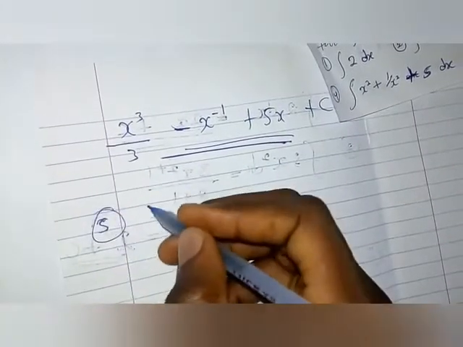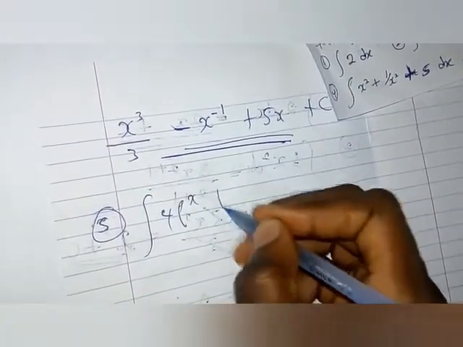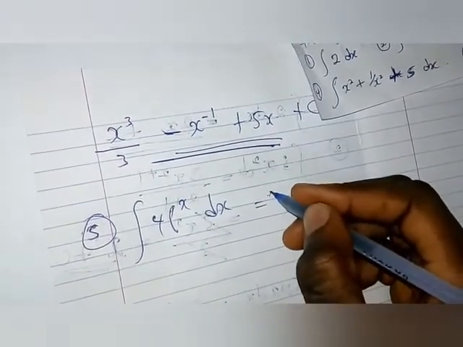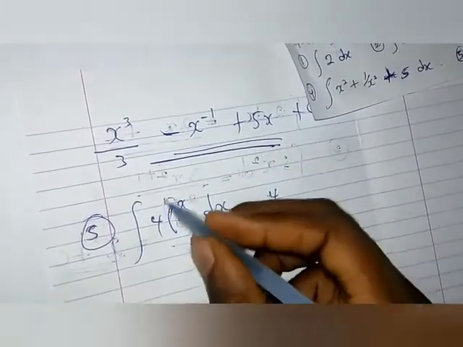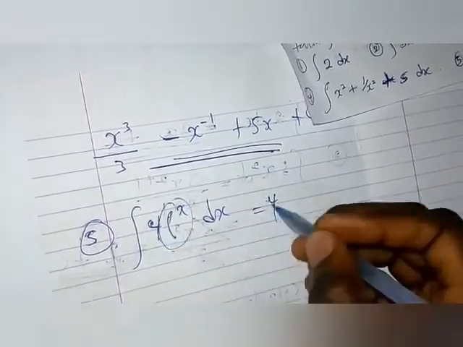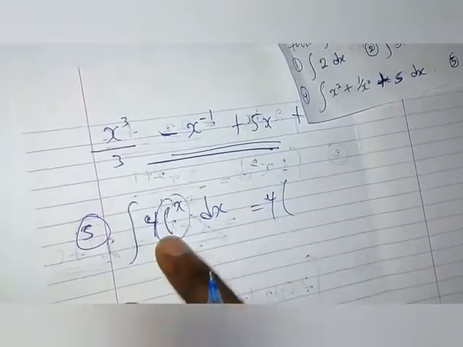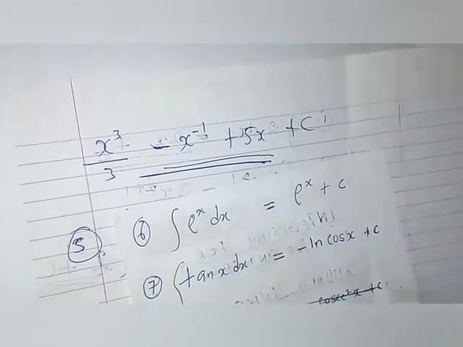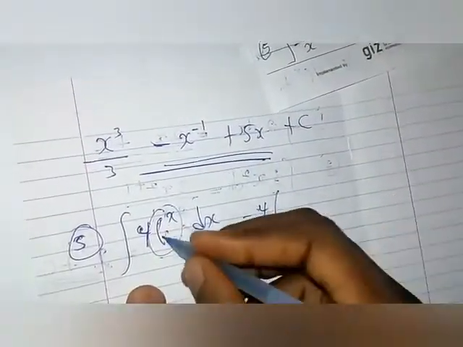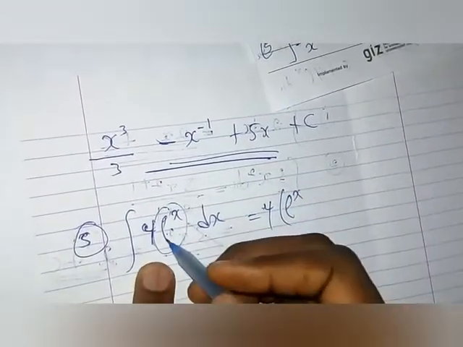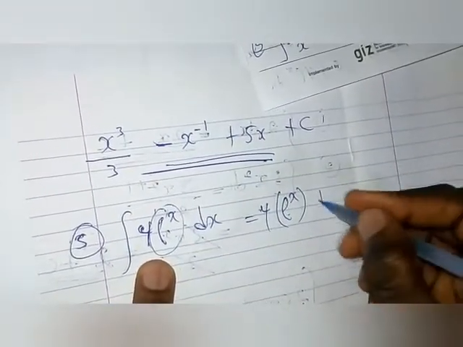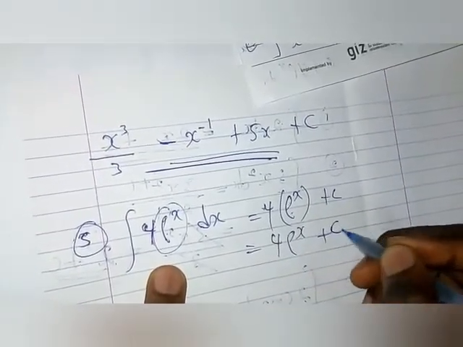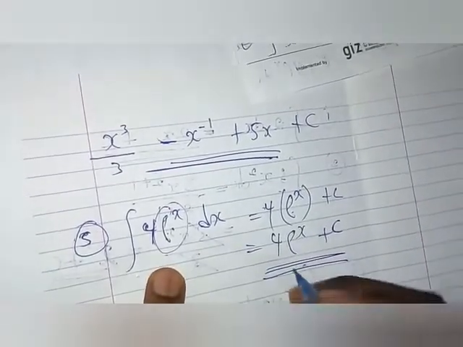So number 5, we have the integral of 4 exponential x dx. So here too, just go by bringing out the 4 and then find the integral of this. This is the constant, you bring it out and find the integral of this. The integral of exponential x is still exponential x, then plus c, which is equal to 4 exponential x plus c. So this is the final answer for this.